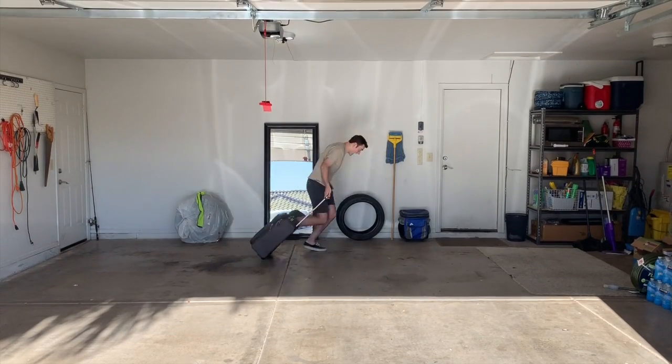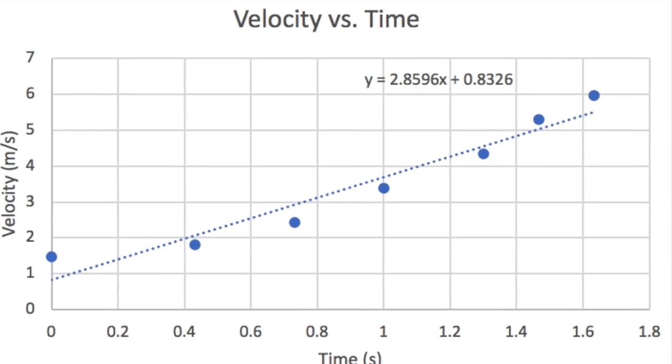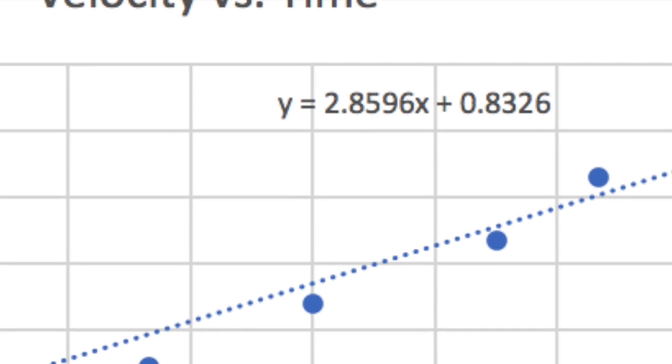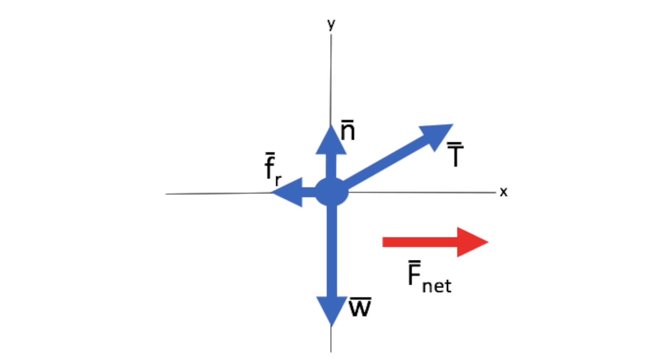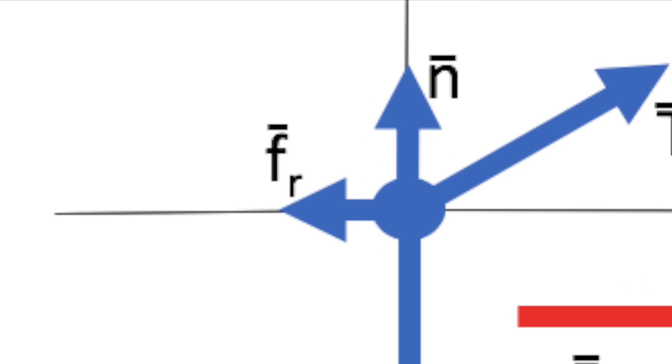We started by pulling a suitcase with a known mass at an acceleration determined by the slope of its velocity graph. Our force diagram shows the friction force between the wheels and the floor, the normal force, the weight force, and the tension force, which is just the force generated by the person pulling the suitcase.